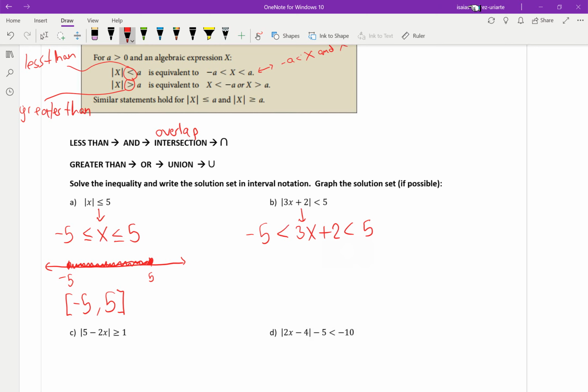So let me subtract 2 from both sides. That says negative 7 is less than 3x is less than 3. And then I have to divide everything by 3. So then that says negative 7/3. Just remember that if you multiply or divide by a negative, the inequality signs change. Keep that in mind.